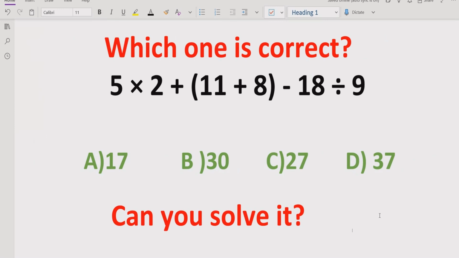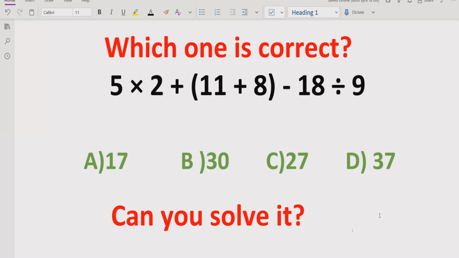Today we will solve another quiz related to formulas and the BODMAS method. As you can see on the screen, the expression contains basic operations like multiplication, division, subtraction, and addition. So we have to solve this expression using the order of operations and find out which answer is correct.